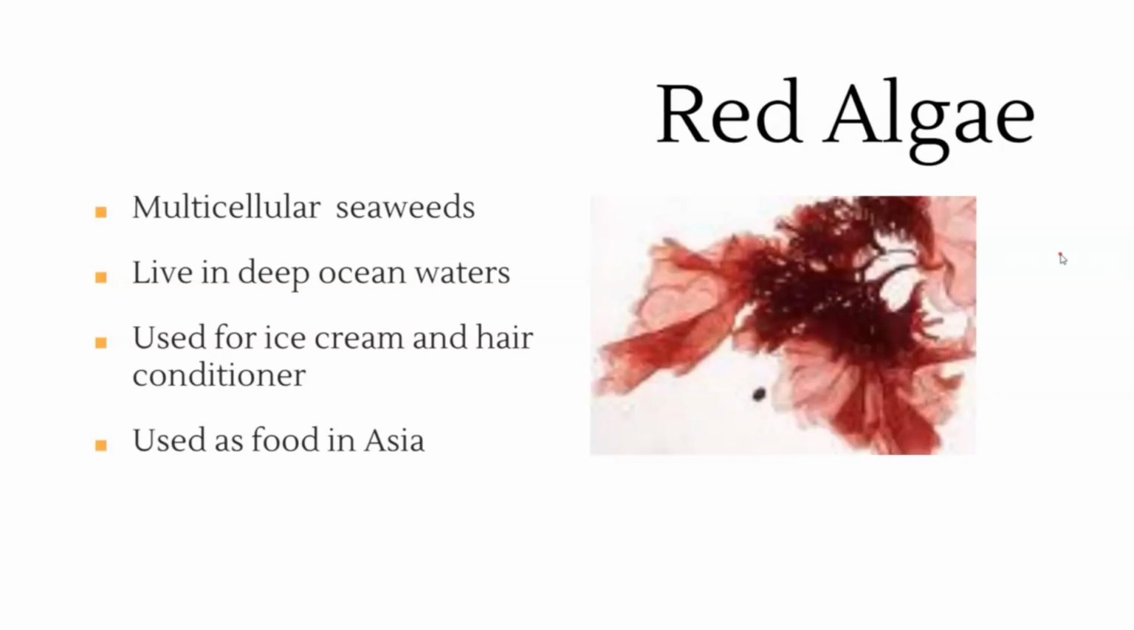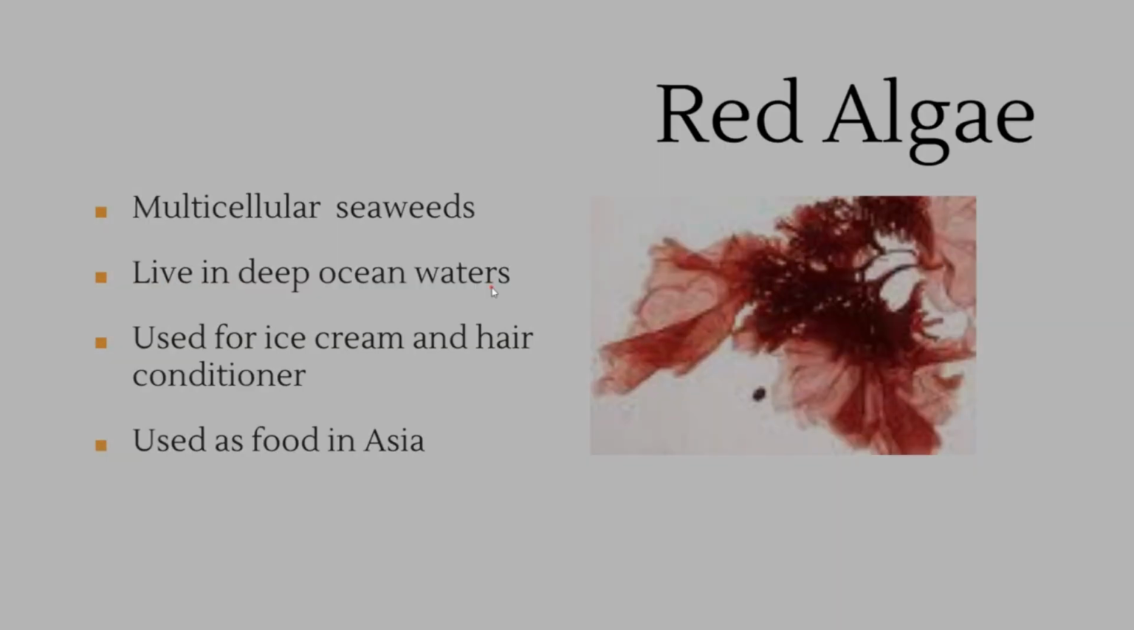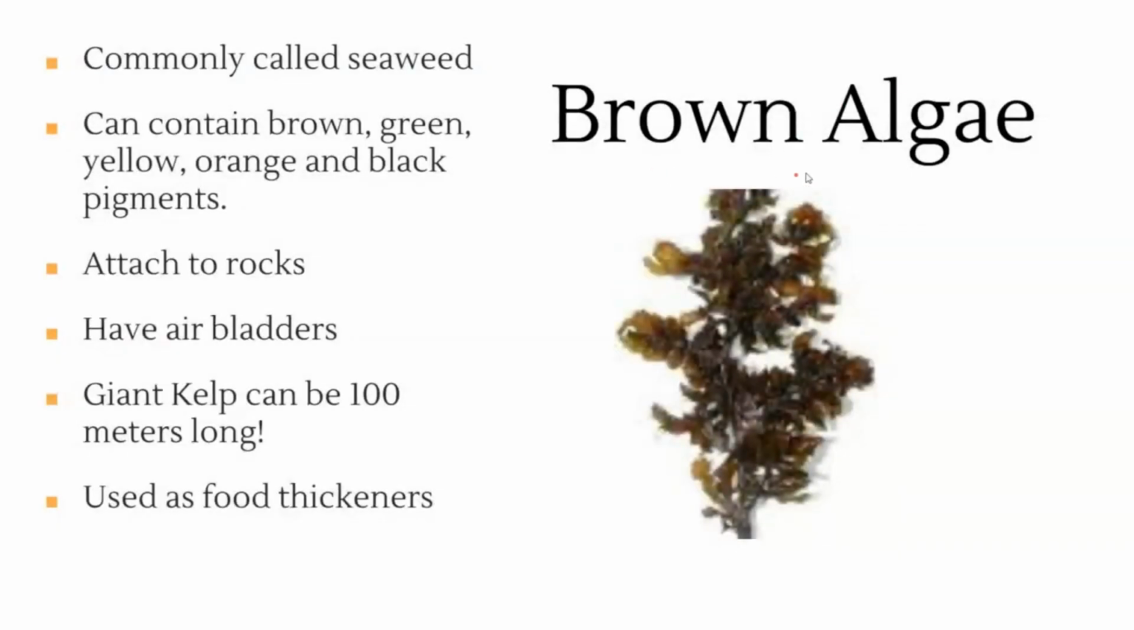We use it in food to create kind of a smooth texture. It can also be used in hair conditioner, and this is only in marine environments, so only in the ocean would we find this. And these are multicellular. Then what I find interesting is brown algae. It's not always brown. Sometimes it's orange or even black. Still, it's going to be autotrophic.